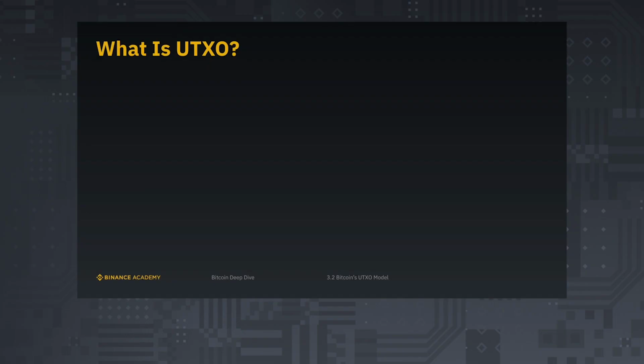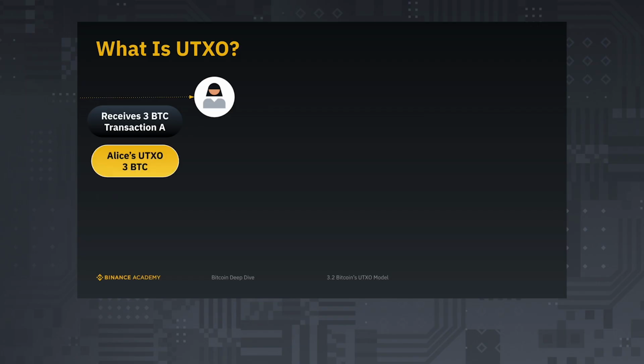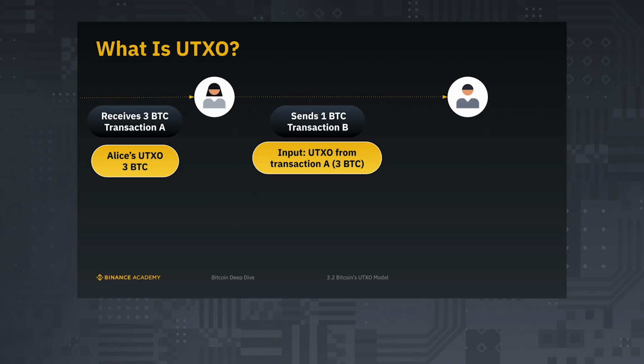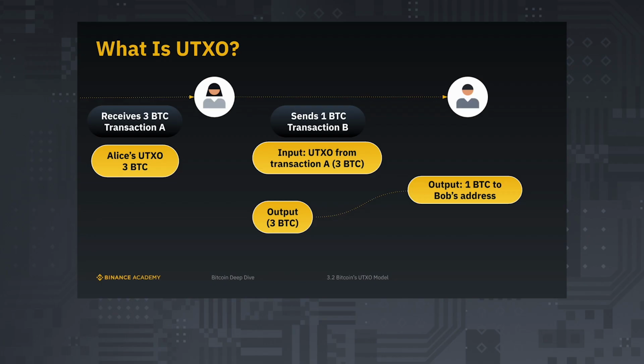Let's see the UTXO model in action through an example. Alice has received 3 Bitcoins in a previous transaction. Let's call it Transaction A. These 3 Bitcoins are currently recorded as a UTXO belonging to Alice. Now, Alice wants to send 1 Bitcoin to Bob. She initiates a new transaction, Transaction B, where the UTXO from Transaction A is the input. In Transaction B, Alice needs to create 2 outputs. The first output is 1 Bitcoin to Bob's address.